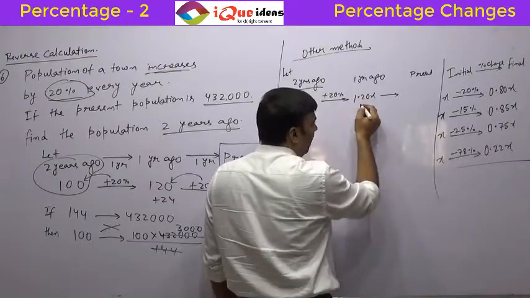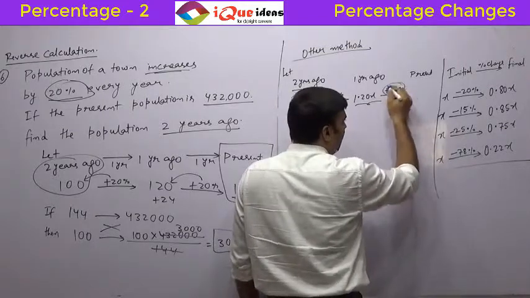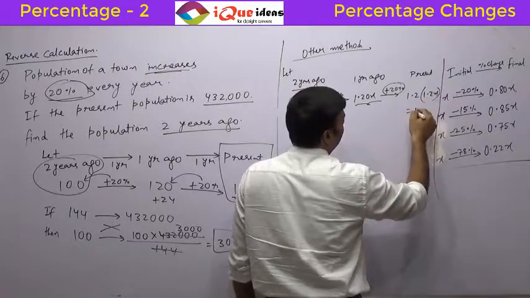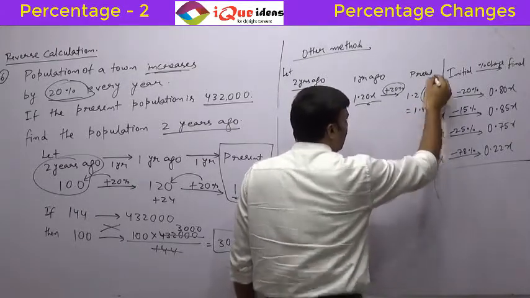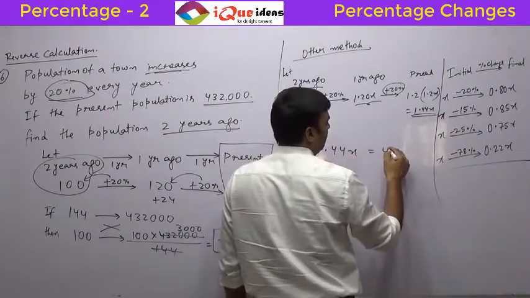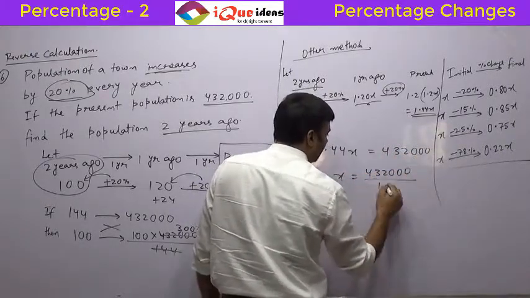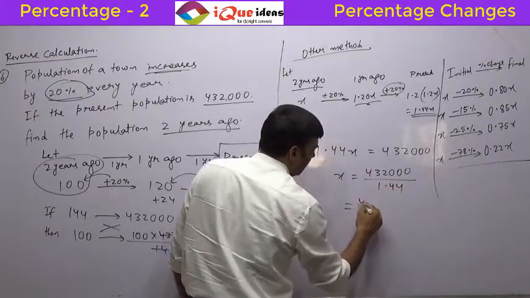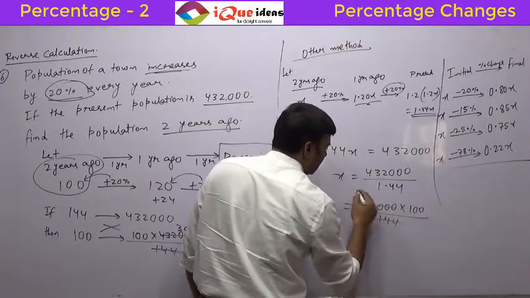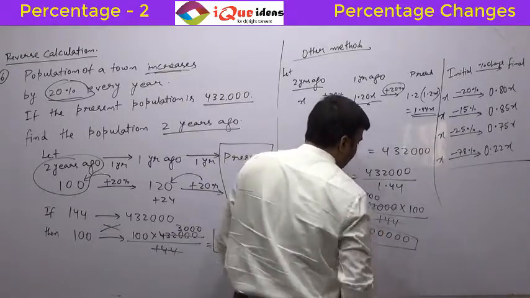We have the original value here as 1.20x and this increases by 20%. So what will happen? For this 20% we multiply by 1.2, and the original value is 1.2x. So it becomes 1.44x. This 1.44x is given as 4,32,000. So x is equal to 4,32,000 divided by 1.44. If you remove the decimal, you get 4,32,000 into 100 divided by 144. 144 cancels 432 three times, and it is the same calculation which gives us 3 lakh as the answer.